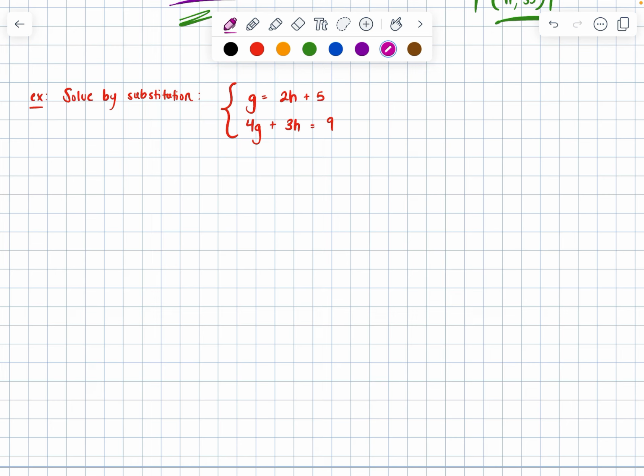Okay, so in our first equation, g is by itself. That tells me anytime that I see a g in the second equation, I can replace it with 2h plus 5. So by substitution, that tells me that 4 times the value of g, which is equivalent to 2h plus 5, plus 3h is equal to 9. All I need to do now is solve for h. So I'm going to start by using the distributive property. 4 times 2h gives me 8h. 4 times 5 gives me 20, plus 3h equals 9.